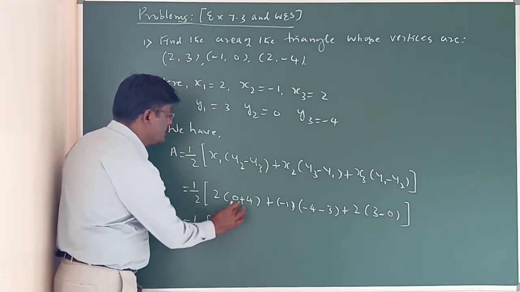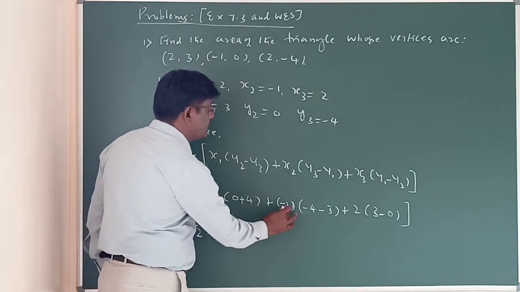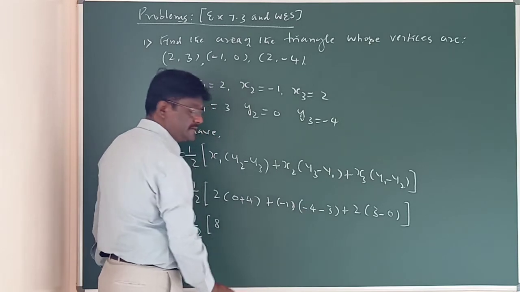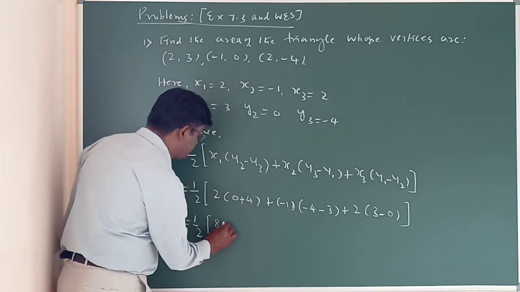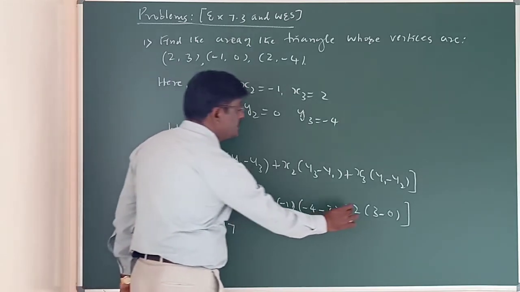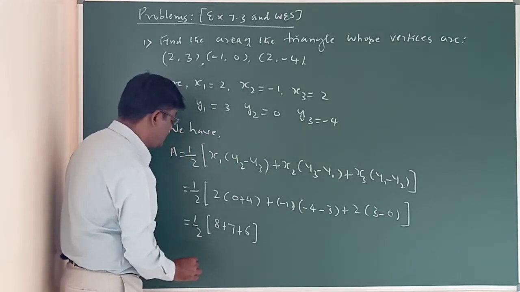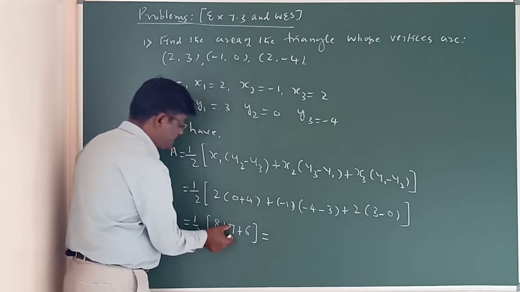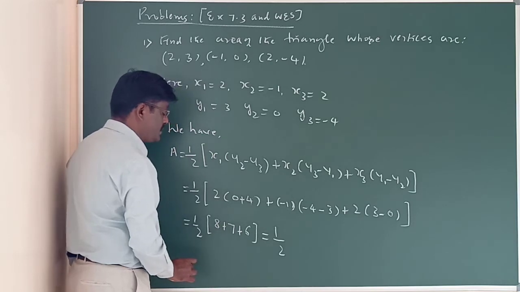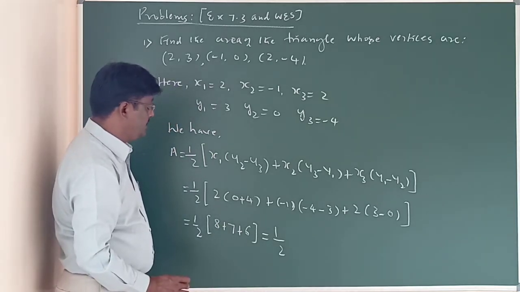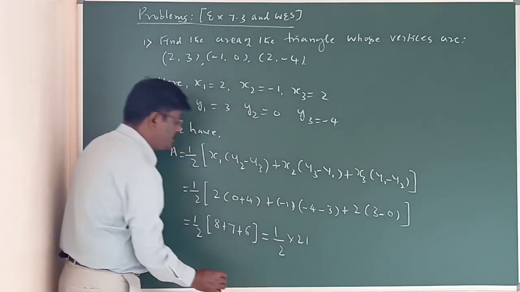Now we shall go for simplification. 0 plus 4 is 4, 4 2s are 8. Then minus 4 minus 3 is minus 7. Minus of minus is plus, therefore plus 7. Next, 2 3s are 6. Okay, children. Now this will be equal to, just below this, we have to write half of 8 plus 7, what? 15. 15 plus 6, 21. So 21 by 2.